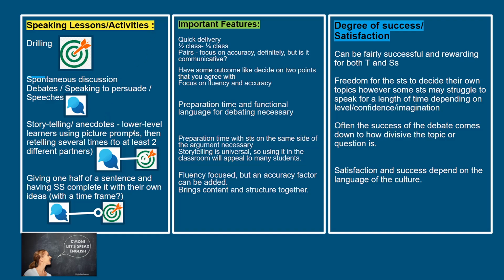Storytelling, telling an anecdote. For lower level learners, they can use picture prompts and then retell it several times to different partners. That's equally fluency and accuracy. Use language like, no, that's not what I said, and have some correction among the students. The preparation time takes a little bit of time to tell their story; they've got to think of their story and plan it out, maybe write it. Often the success of that comes down to the topic of the story.